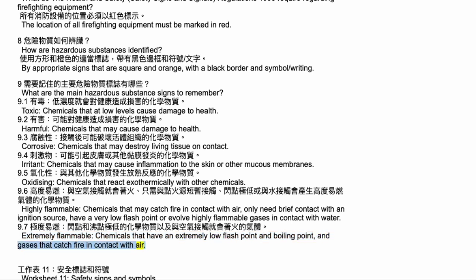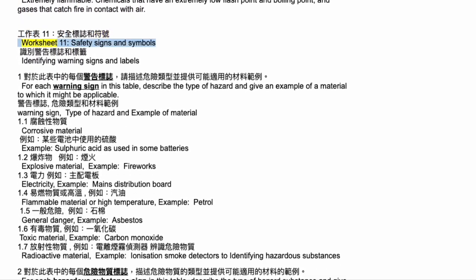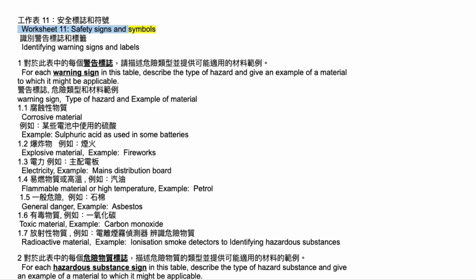Worksheet 11 Safety signs and symbols. Identifying warning signs and labels. For each warning sign in this table, describe the type of hazard and give an example of a material to which it might be applicable. Warning sign, type of hazard and example of material.